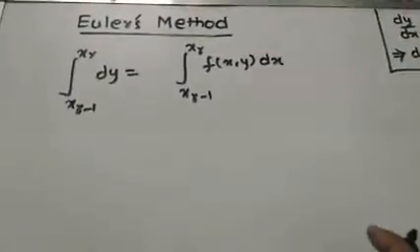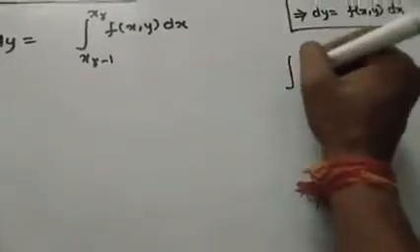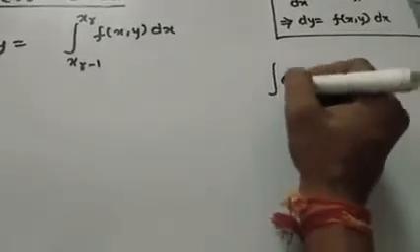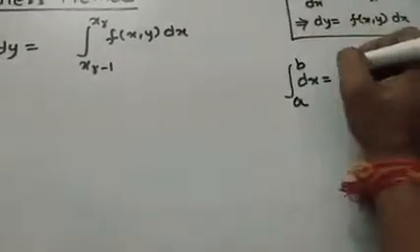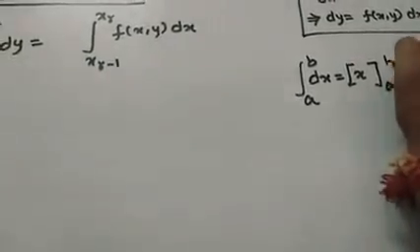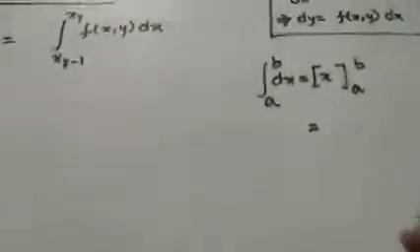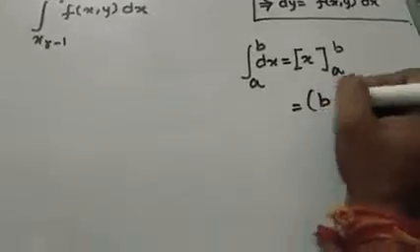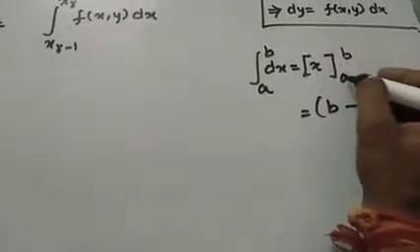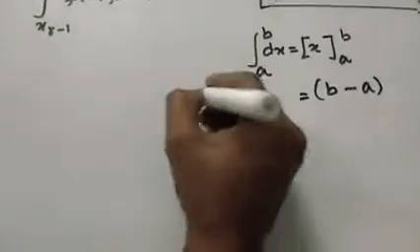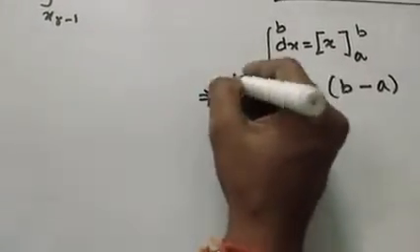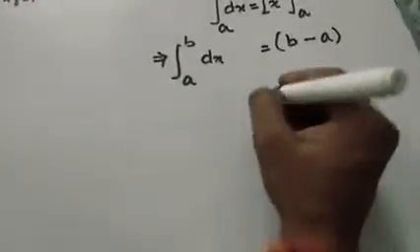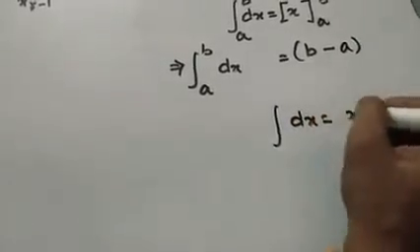Okay, now remember one thing, integration over dx is x, and if the limit is there, suppose the limit is from a to b, we will write a to b. Now putting the upper limit in place of x, put the upper limit, what is here, b, minus putting the lower limit in place of x, that is a. So the integration of dx from a to b is b minus a.